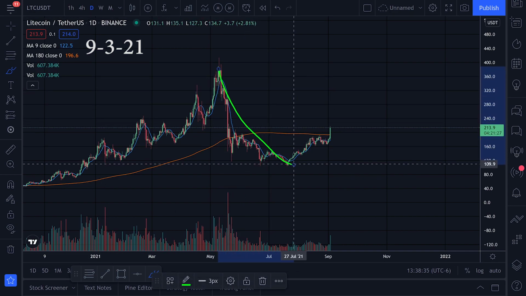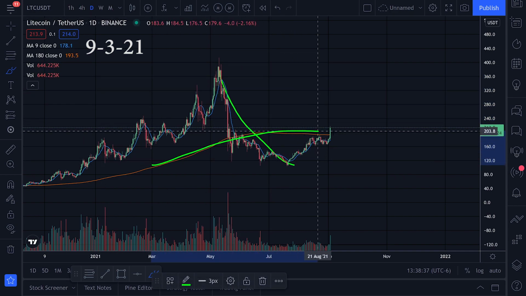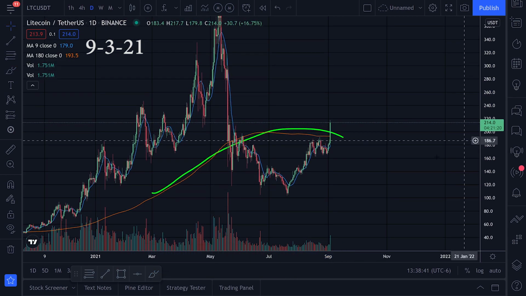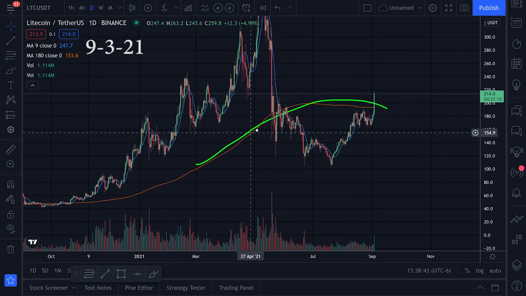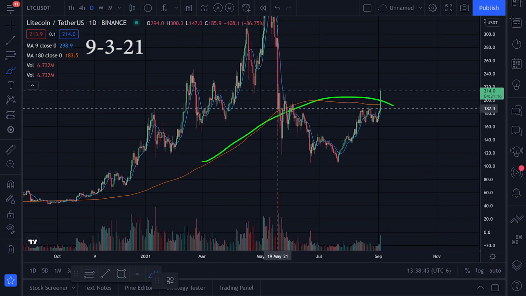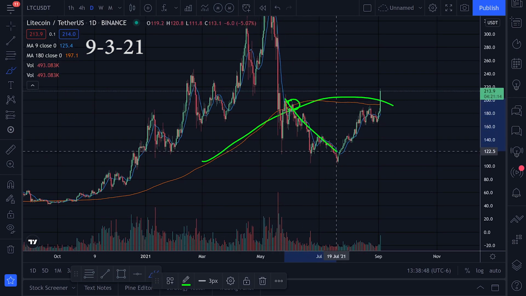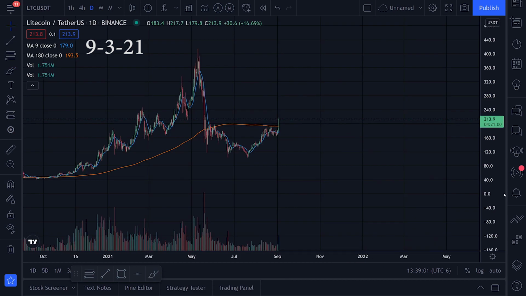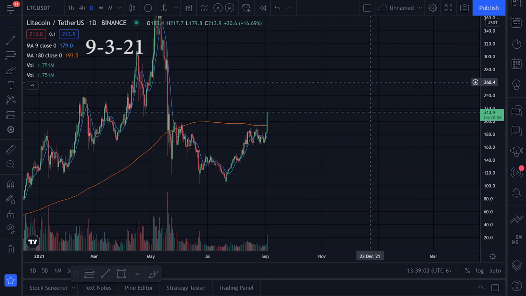We had this big downtrend. We had this 180 moving average right here. You can see it right there. And what I was looking at is we had the 180 moving average coming in right there, and right here we got rejected and came down. Right here we came up to it, got a little bit of resistance, had to test it a couple times, and then we broke through it. In general, I'm thinking that looks pretty good for Litecoin.